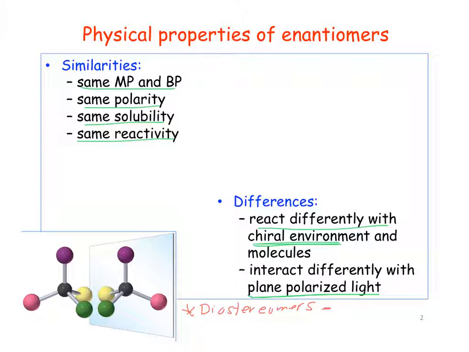They'll tend to have different melting points and boiling points. They'll have different polarities, solubilities, reactivities. You know, they may be very similar, but they're going to be different from one another. So in general, diastereomers are just different molecules with different properties.